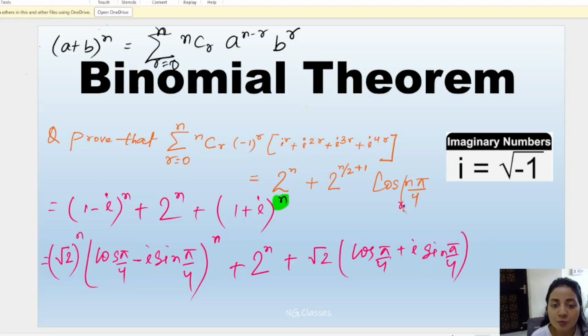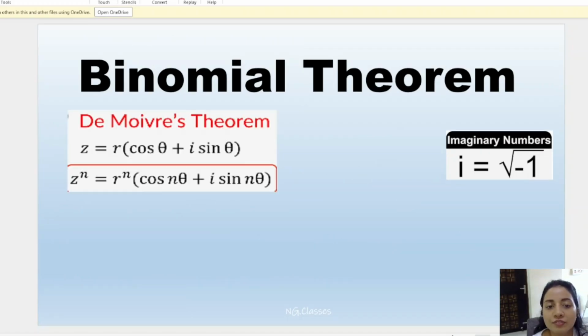This exponent n, what to do with that? So we will distribute the exponent. Root 2 will take its exponent and this expression will also take its exponent. Now as we know, de Moivre's theorem in complex numbers says that if z is a complex number in polar form, that is r cos theta plus i sin theta, then z to the power n can be written as r to the power n, in brackets, cos n theta plus i sin n theta, right?